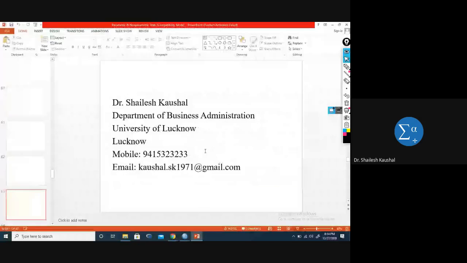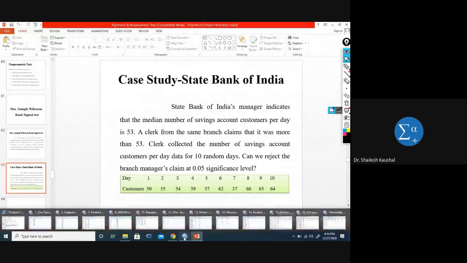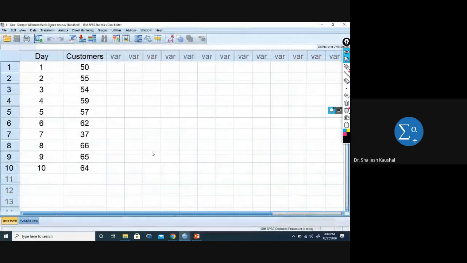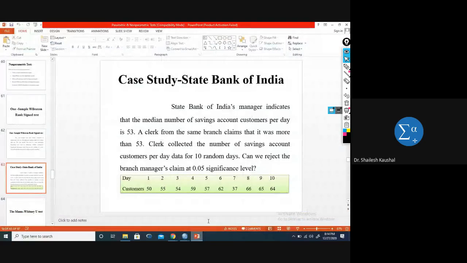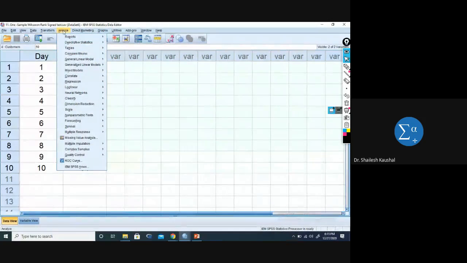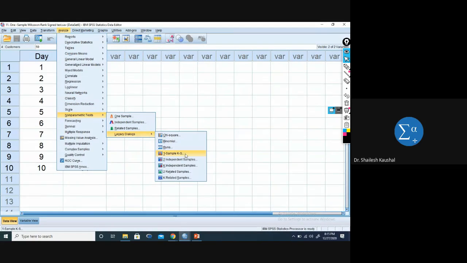So we will check it through the one sample Wilcoxon signed-rank test. Where is my data? Data for this one sample. This is the data. On day 1, 50 clients visited the bank, day 2 55, 54. He is claiming the daily visit is 53. So how to perform it? Analyze. I am performing the non-parametric test. Analyze, non-parametric, and one sample. This is the route.